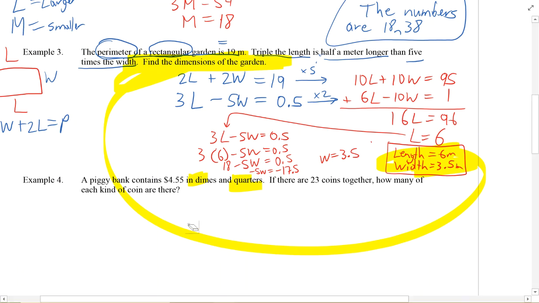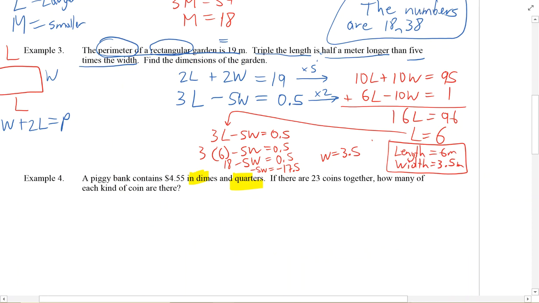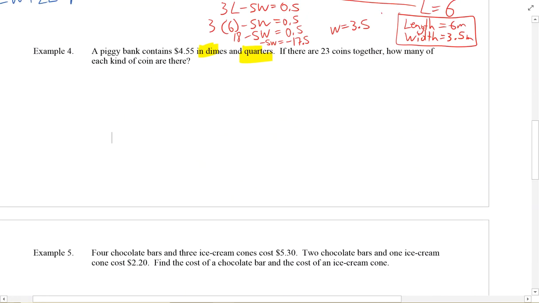Okay, next one. I love these ones. Coins. Okay, so piggyback, read it, underline the important stuff. Go. Okay, so a couple things that are important. Number one, dimes and nickels and how much he has. And then 23 coins together.